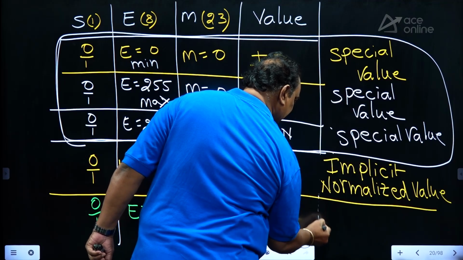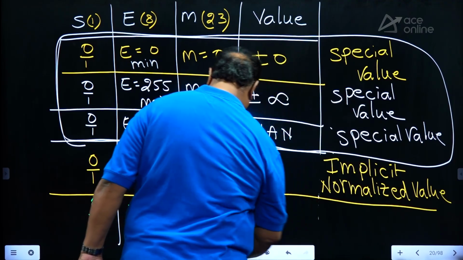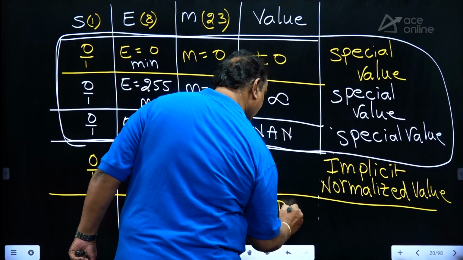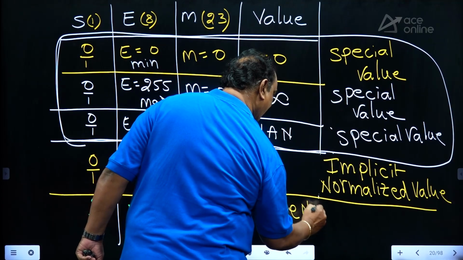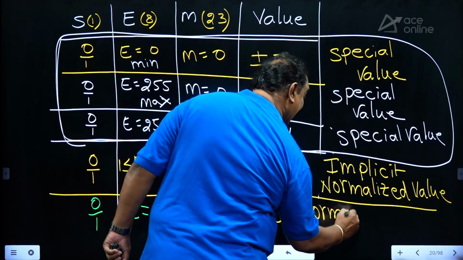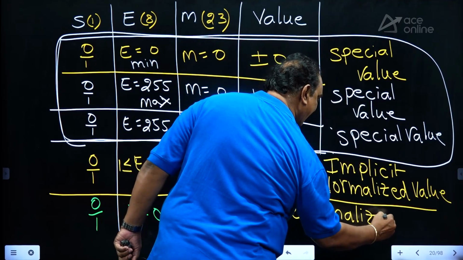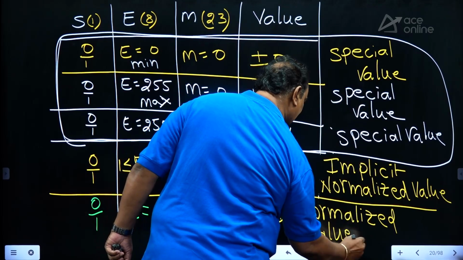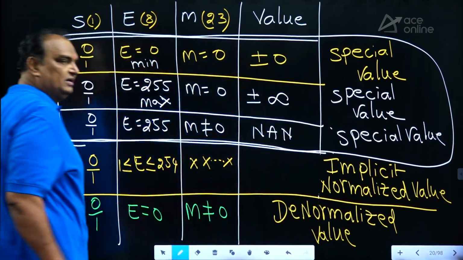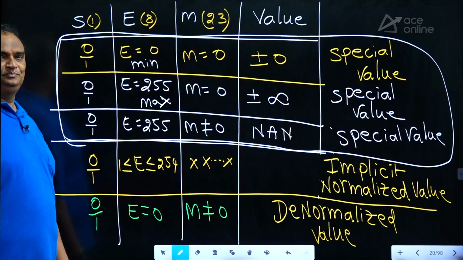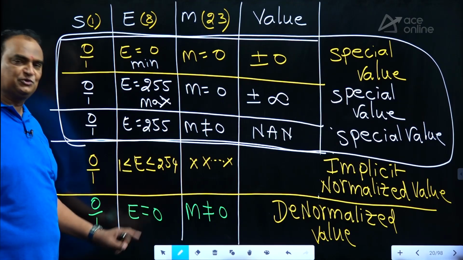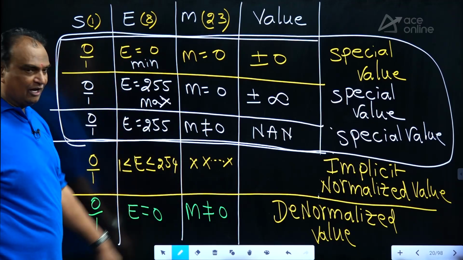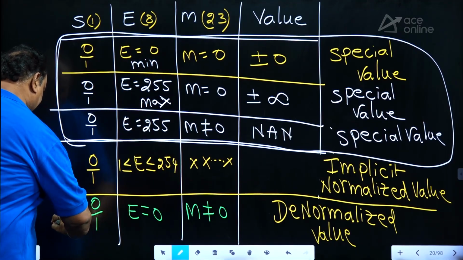It is your responsibility to remember. It is nothing but a denormal or denormalized number. Normalization is not possible to perform on this. In 2021, one question was given based on this one only. It is your responsibility to remember, because compared to the remaining points, it is very, very important.